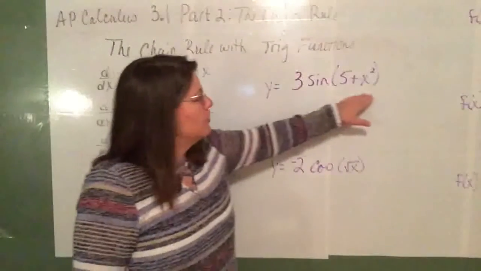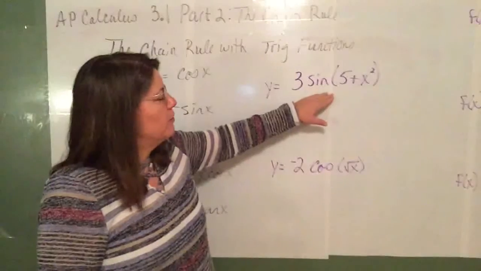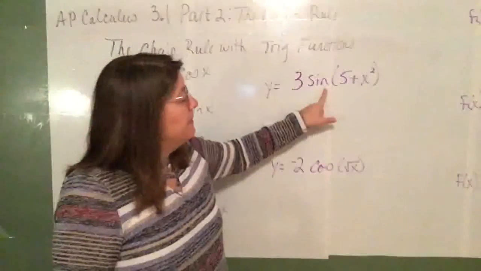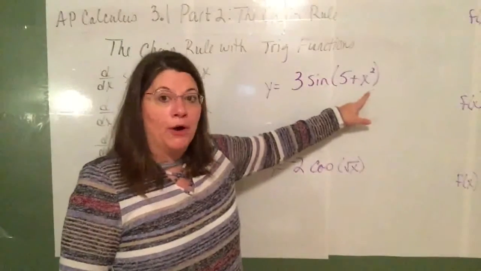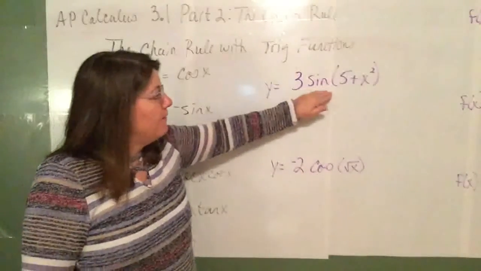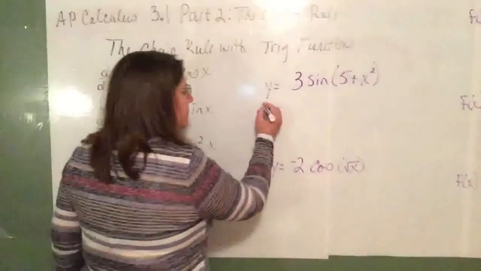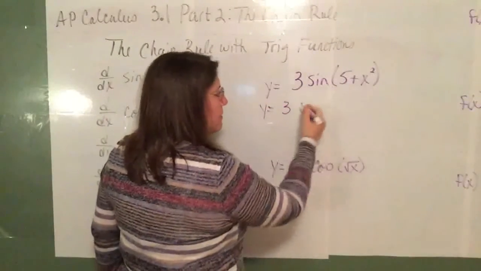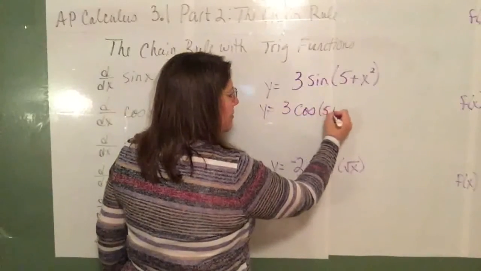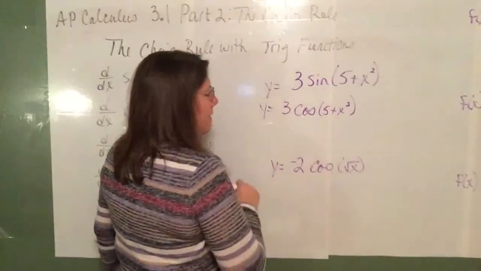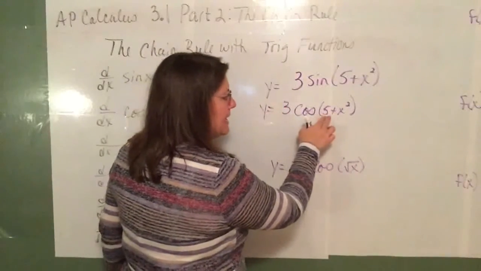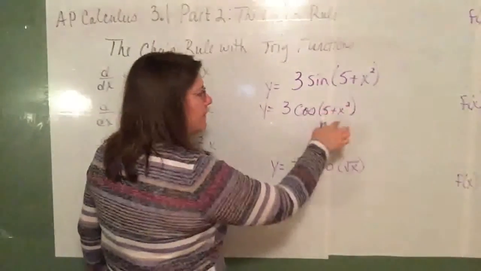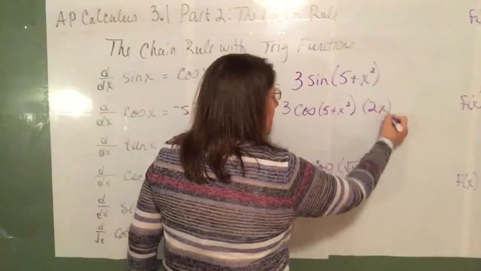So here I've got a simple function. And what you have to understand here is we have a coefficient in front. We treat that just like we did before. It can come down as part of our answer. And then we have a sine of, here's the angle part, okay? Now, the derivative of this part, well, we bring down the 3. Derivative of sine of 5 plus x squared is cosine of 5 plus x squared. But then we have to take this part, this is what I consider my u part, and I have to take the derivative of the u part. So that's 2x.